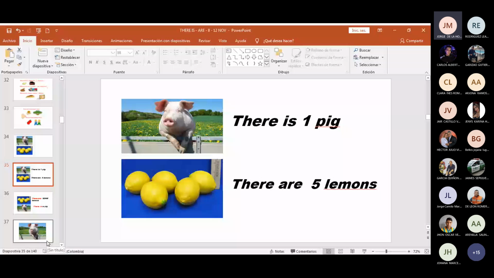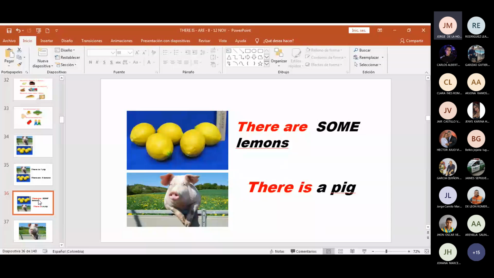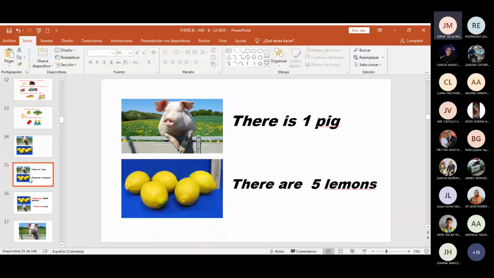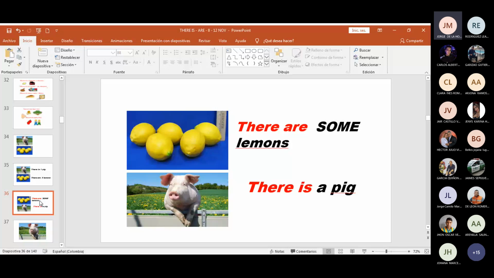So student, that is the most important. We are going to use there is, there are to indicate quantity, para indicar cantidad. ¿Cuándo utilizo yo el some, jóvenes? Yo utilizo el some cuando yo no quiero decir el número o me queda muy difícil calcular el número. Yo voy a decir there are some. There are some lemons. Si sé el número exacto, yo voy a decir there are 5 lemons. Pero si no, digo there are some lemons, and that is going to be okay.